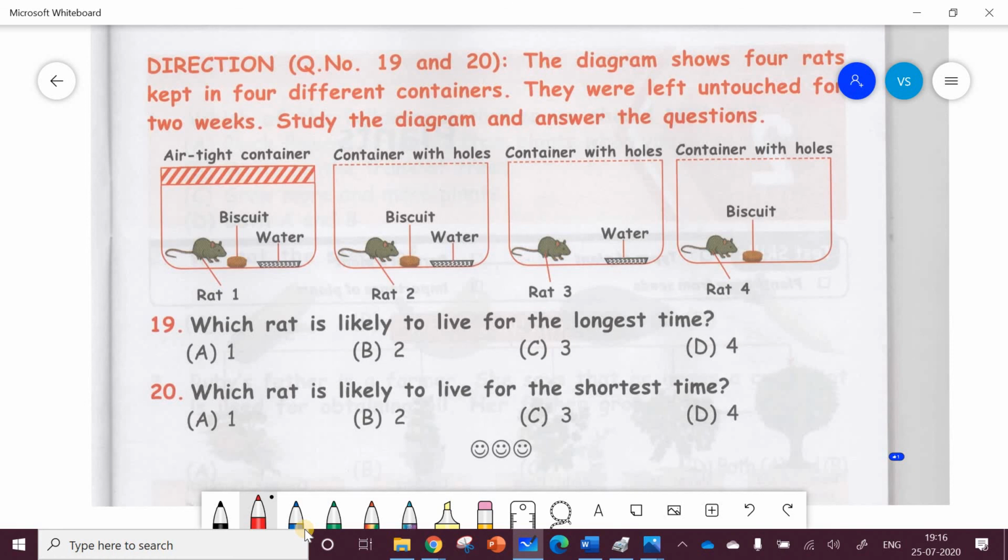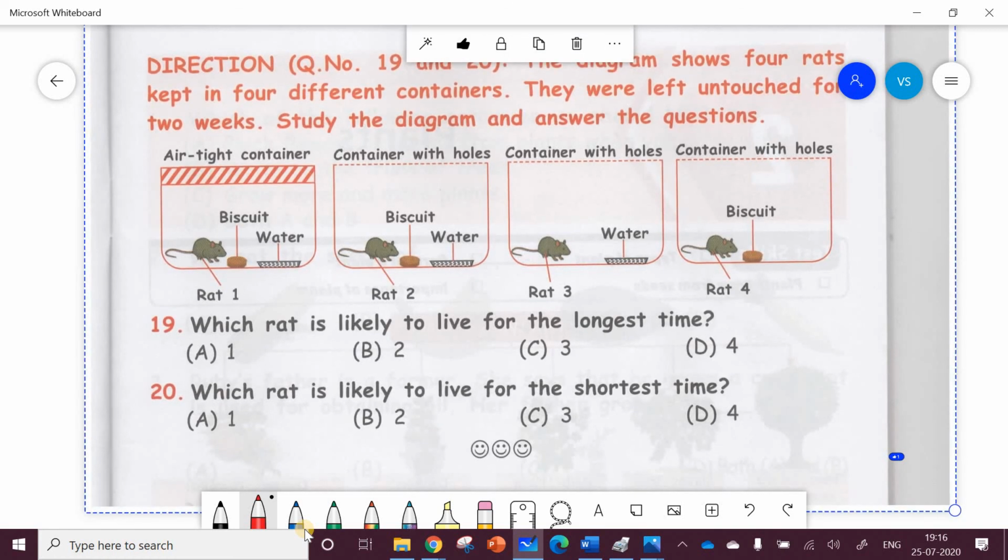Remember that this is an airtight container. Means no air is going to come in this. There are holes in rat 2. There are holes in rat 3. And there are holes in rat 4. But in rat 1, the container is an airtight container. So I think it's this one.